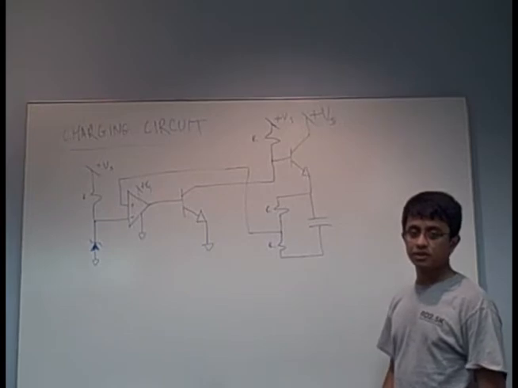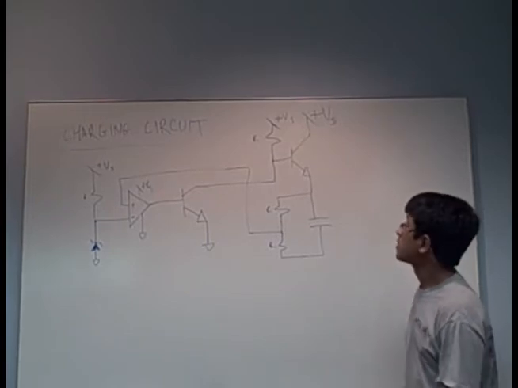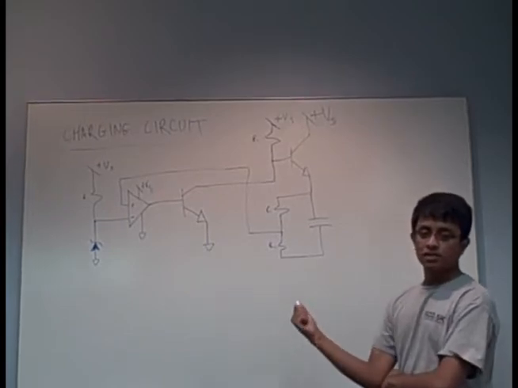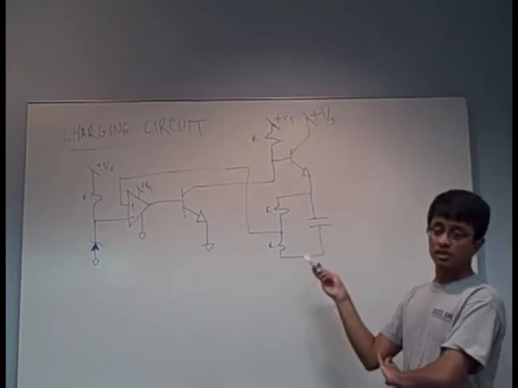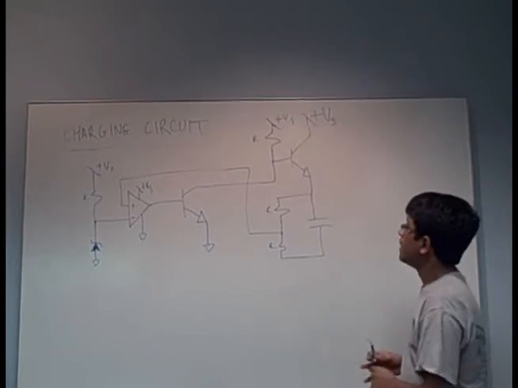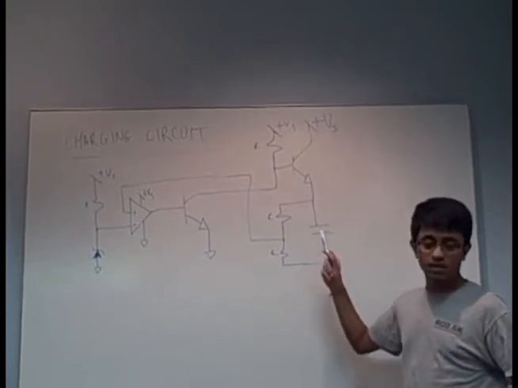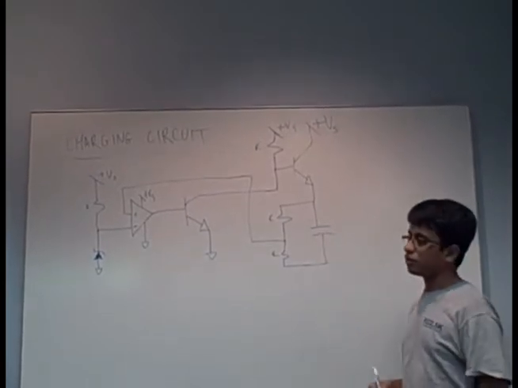Hello, I'm here to explain the charging circuit for everyone. The objectives of the circuit are to charge our capacitor to a full 5 volts, not to drive it beyond its peak, and to tell it to stop charging when it is full.